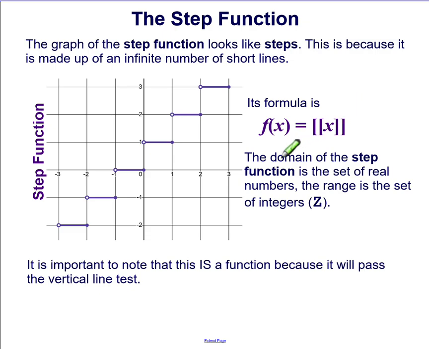The domain of the step function is the set of real numbers, and that includes all the rational numbers and irrational numbers. However, the range is limited to the set of integers, and we denote integers with the letter Z, and that's because of the German word Zahlen, which means number. It's also important to note that this is a function because it will pass the vertical line test.